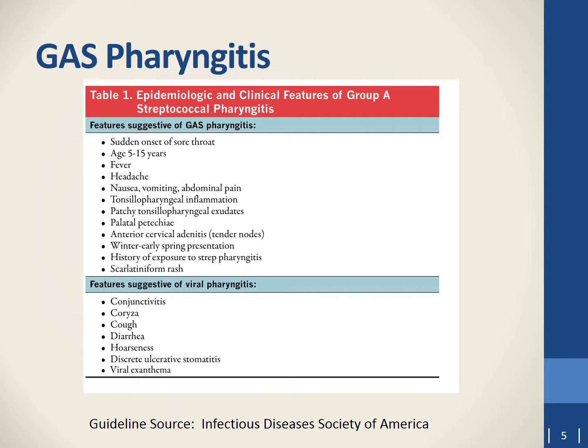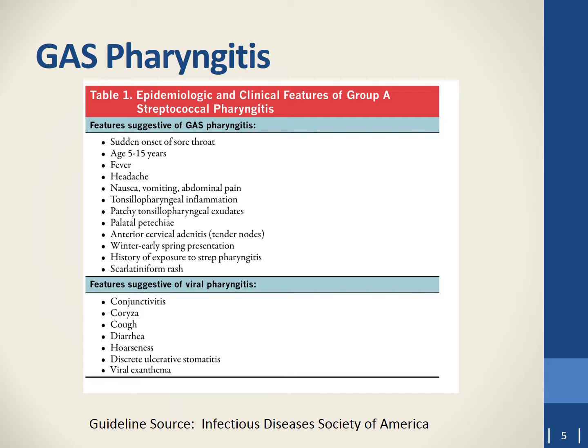So you can see that the prevalent age population is ages 5 to 15, so school-age children, and it's usually a sudden onset of sore throat accompanied by fever and headache. You may or may not see nausea, vomiting, or abdominal pain. You may have patchy exudates on the tonsils. You may have petechiae of the palate and oropharynx. They may have tender nodes, and typically it's, in our region, in the Midwest anyway, a late fall through early spring presentation. That tends to be the season.